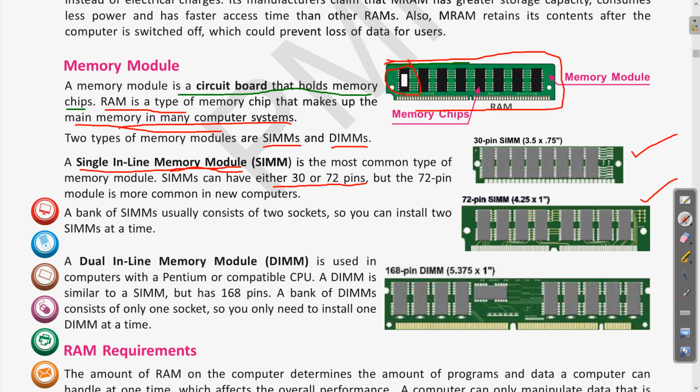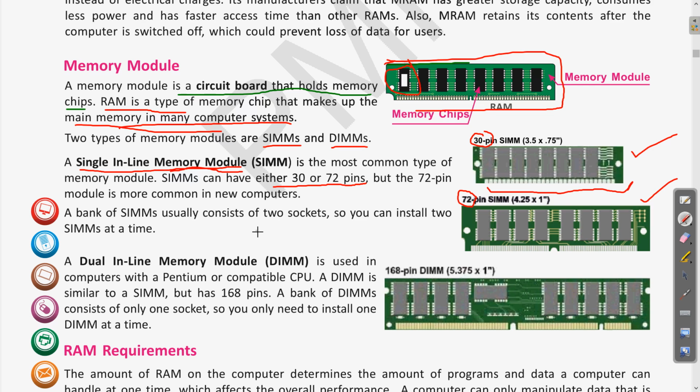Clear? So earlier, we have already discussed the pins. On the edges of these memory modules, they have different pins. The number of pins at the bottom: these are the 30 pin SIMM and 72 pin SIMM. Clear? Now a bank of SIMM usually consists of two sockets, so you can install two SIMMs at a time.